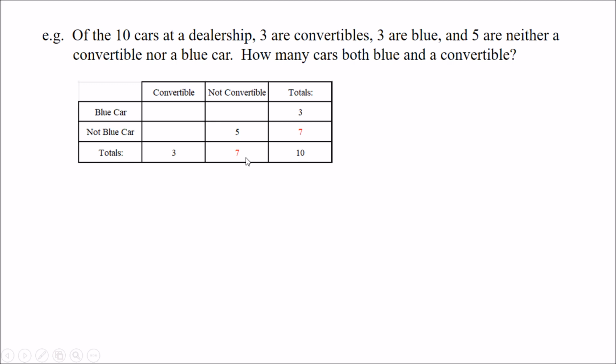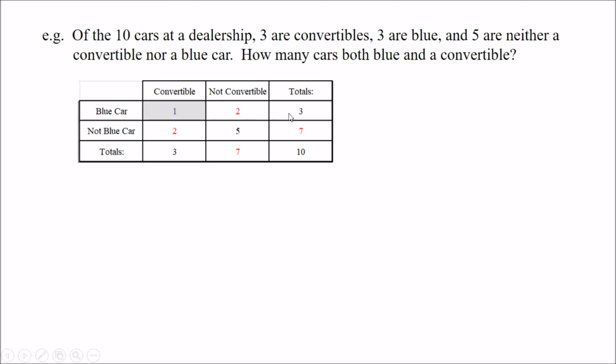Next, I find that these 2 numbers have to be 7 because 3 convertibles plus 7 non-convertibles must be our 10 total cars. Looking at it another way, 3 blue cars plus 7 non-blue cars must give us our 10 total cars. Next, I can find these 2 values. How? Well, 2 plus 5 is 7, and over here 2 plus 5 is 7 across that row. And once I get those 2's, then it's easy to get this number. 1 plus 2 is 3, or 1 plus 2 is 3.